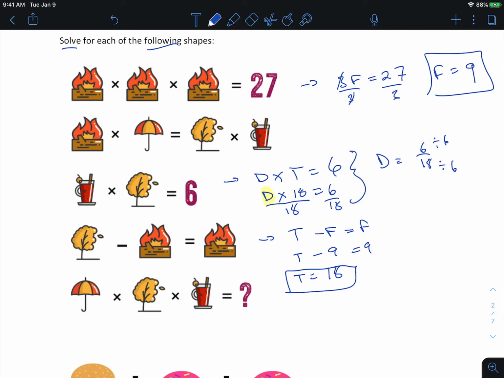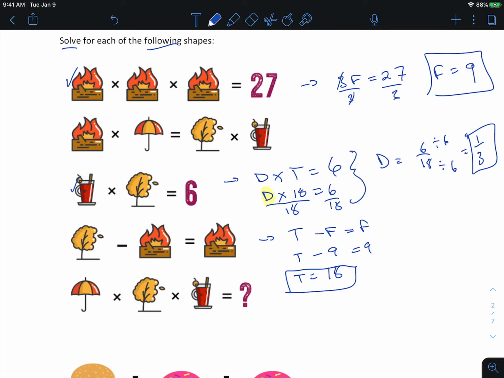Yeah, I remember that. Okay, so that's just reducing, right? So reducing gives 1/3. So that's what D is equal to. Okay, so you know the fire, you know the tree, and you know the drink. So we've got to figure out one more, the umbrella. The drink is 1/3. And for this, you can check off the ones that you've used now.